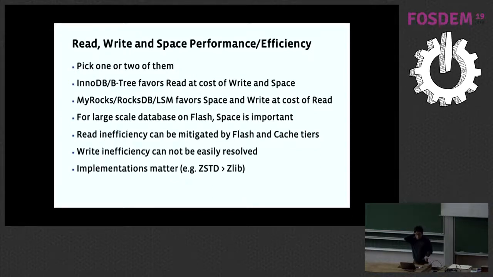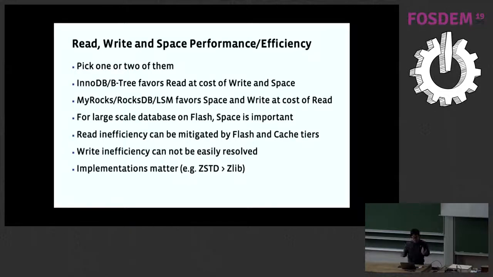The background of the development of MyRocks was that there are basically three constraints on the application side: read performance, write performance, and space. You cannot optimize everything, so normally you pick one or two out of the three. InnoDB and B-tree favor read at the cost of write and space. On the other hand, MyRocks, RocksDB and general LSM databases like HBase favor space and writes, but the reads are slightly slower than a B-tree database. So there are trade-offs. This doesn't mean InnoDB is inferior or MyRocks is better than any database. This is not true. There are trade-offs.